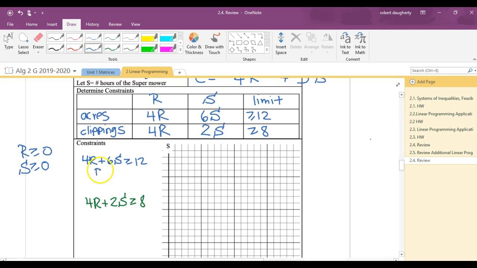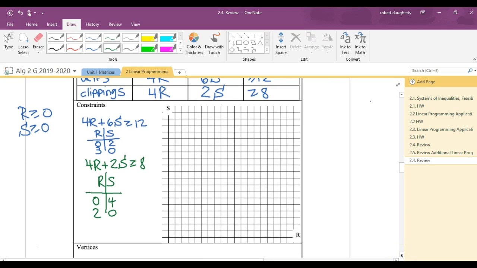Find my intercepts, so R and S. If R is 0, S is 2. If S is 0, R is 3. And down here, if R is 0, S is 4. If S is 0, R is 2. So it looks like I need to scale up to 4. So I'm going to spread this one out. So I'm going to say 1, 2, 3, 4. 1, 2, 3, 4. You want to scale and use as much of this grid as you can.